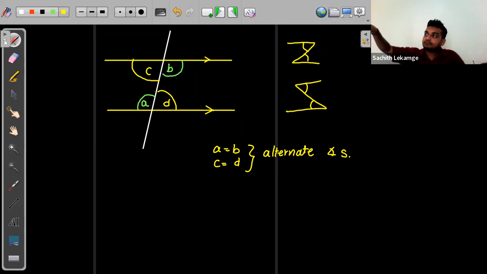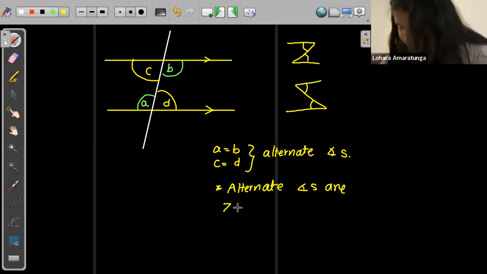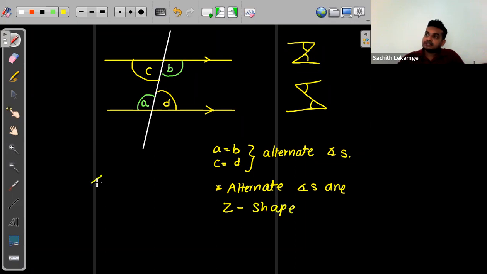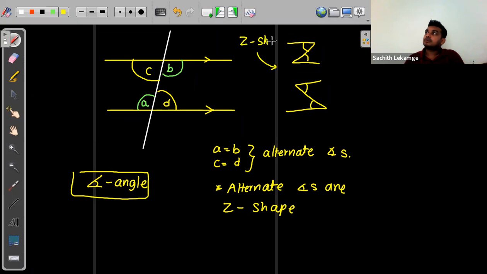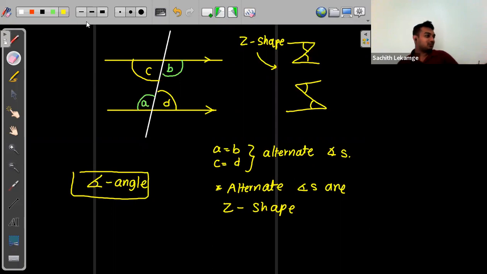Alternate angles are in a Z shape. This symbol is the short format for angle. Copy this down quickly. The name of Z shape angles is alternate angles. Very important, very, very important. Up to the lower level, you need to know these things. At A level, anyway, you need to know.